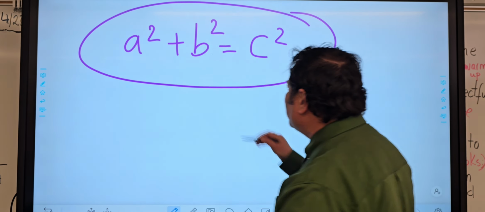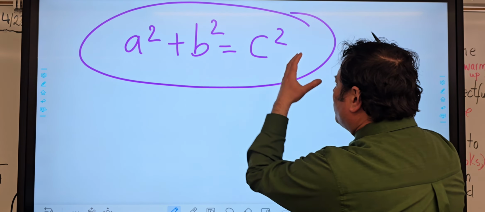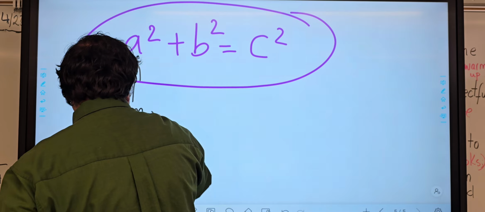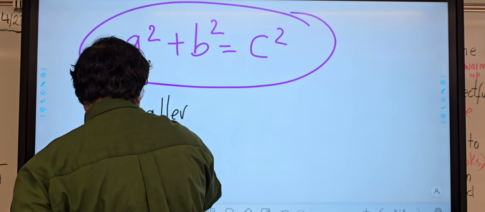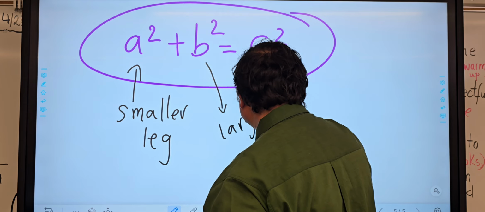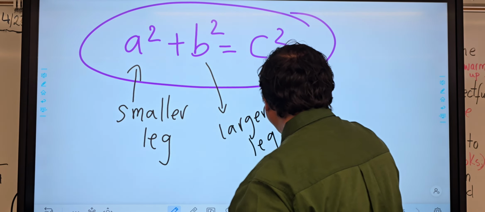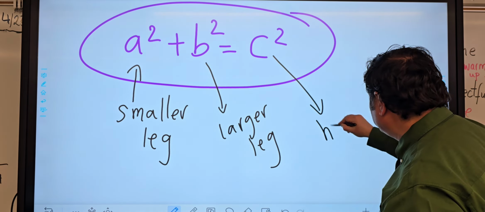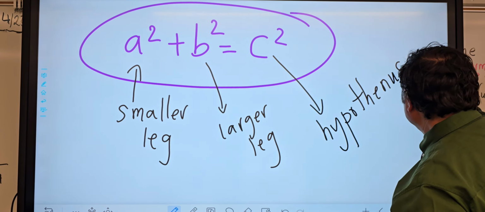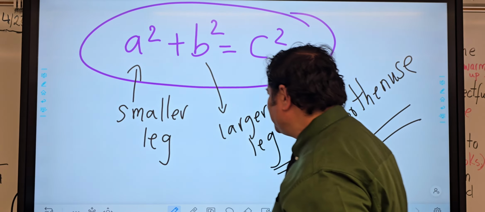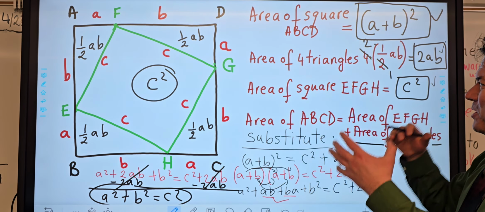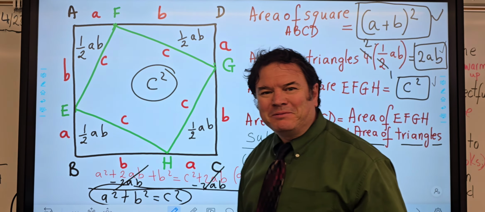So this is right here. A squared plus B squared equals C squared, right? This is the small leg, the smaller leg, and then the larger leg. And this was the hypotenuse. Okay, right here. A squared plus B squared equals C squared. We got it. We proved the Pythagorean theorem.